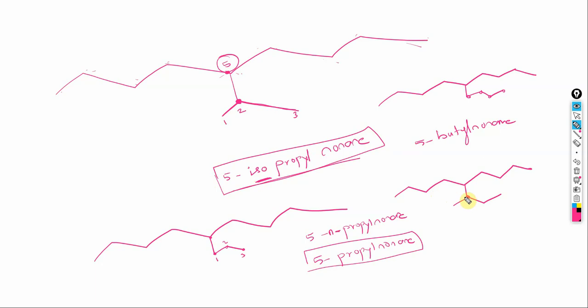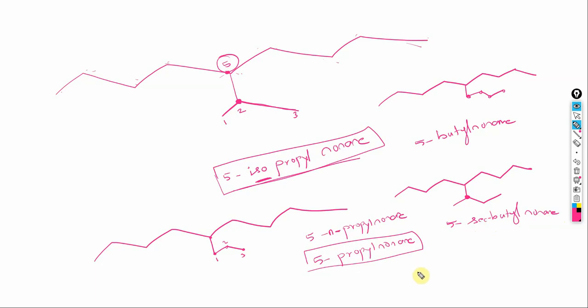Now when it comes to a 4 carbon chain, you can either have a straight chain with 4 carbon atoms end to end, that is a butyl. If you have 4 carbon chain and the branching comes from the second carbon, the point of attachment, then you will call this a secondary butyl. So 5 secondary butyl-nonane. That is the second possibility.